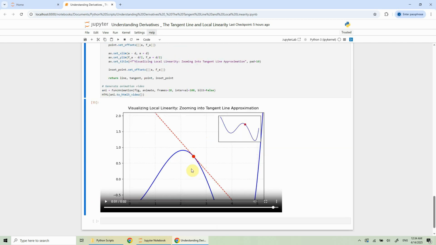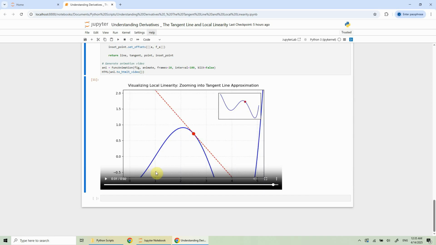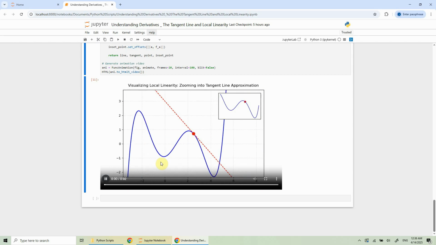So let's pause here. Here I choose 2.5 as the point of interest. You can choose other points on the graph. So we zoom in, and you see the very tiny neighborhood around this point. The portion of the curve can be estimated by the tangent line segment. So that means we can break the complicated curve into many tiny simple line segments. That's the foundation for applications in physics, engineering, and machine learning.